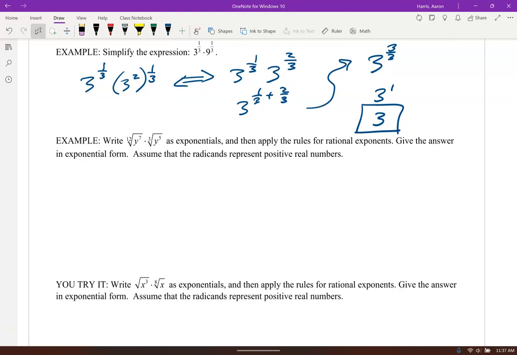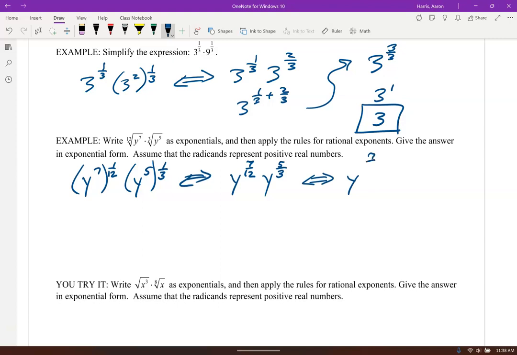Now let's do it with some variables. All right, so we have y times the 12th root of y to the 7th. So y to the 7th to the 12th root, I'm going to write that as 1/12. And then y to the 5th to the 3rd root, so 1/3. Now I'm going to multiply 7 times 1/12, so I got 7/12. And then y to the 5/3, multiply 5 times 1/3. Same base, so I can go ahead and add those. So I have y to the 7/12 plus 5/3.